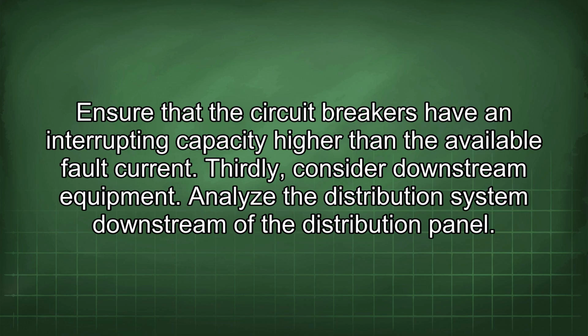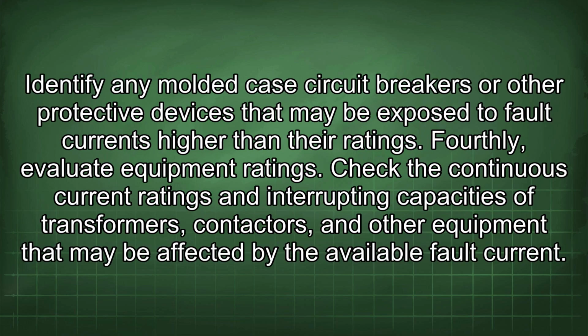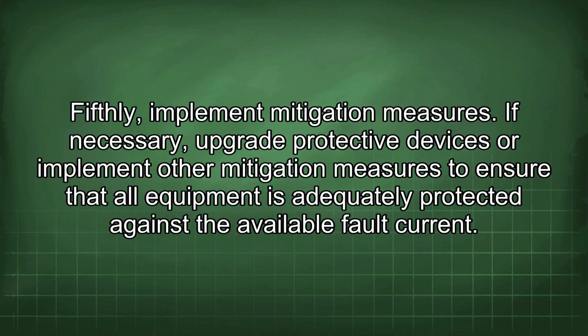Thirdly, consider downstream equipment. Analyze the distribution system downstream of the distribution panel. Identify any molded case circuit breakers or other protective devices that may be exposed to fault currents higher than their ratings. Fourthly, evaluate equipment ratings. Check the continuous current ratings and interrupting capacities of transformers, contactors, and other equipment that may be affected by the available fault current. Fifthly, implement mitigation measures.